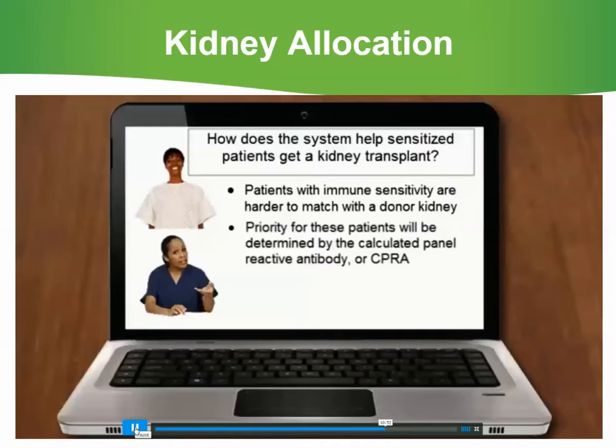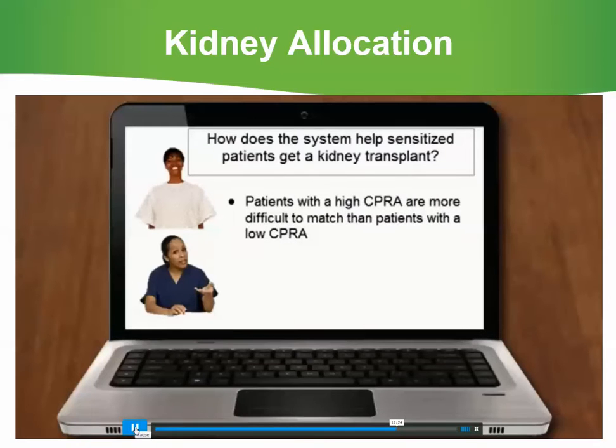The likelihood that patients are going to be incompatible with a kidney donor is quantified by giving each patient a CPRA, or calculated panel reactive antibody score, that ranges from 0 to 100%. A CPRA score of 0% means the patient has no antibodies considered strong enough to reject a donated kidney. A CPRA score of 99% means out of every 100 donors, the patient will react to 99 of them.